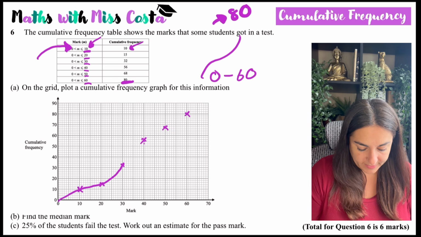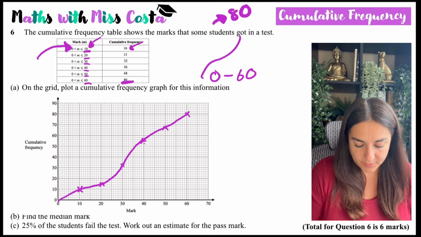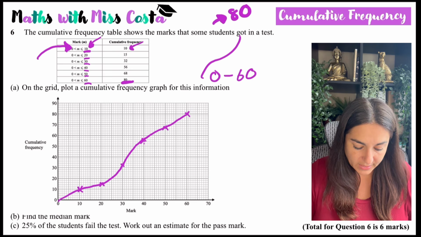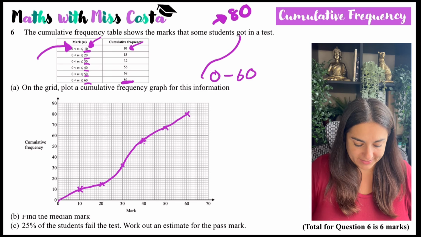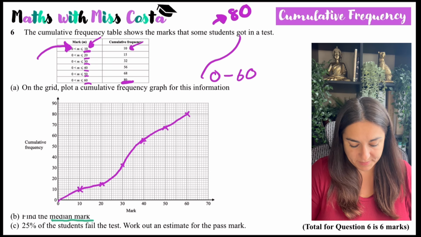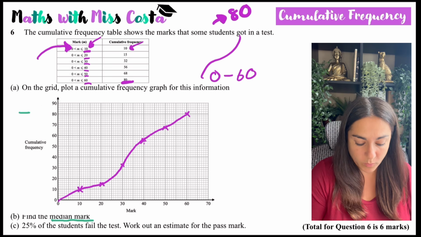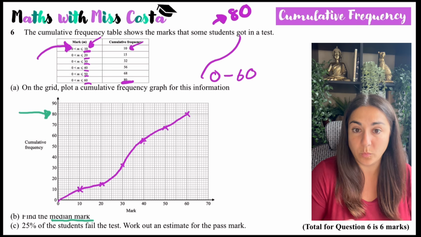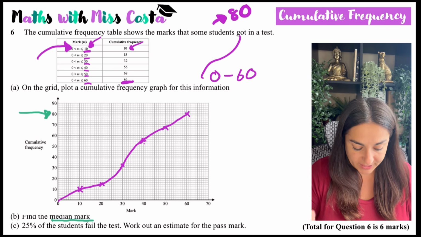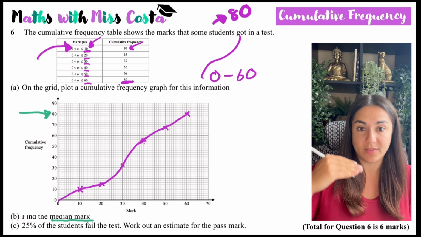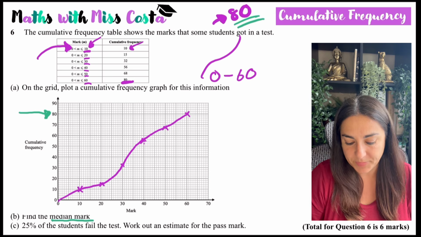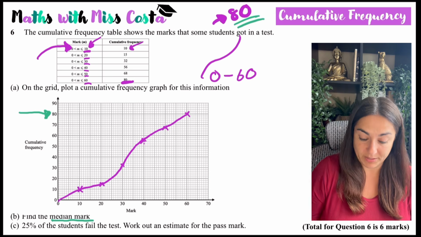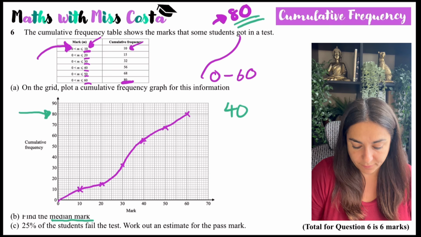So we join it together with as smooth a curve as we can, and that's my cumulative frequency graph plotted. Then I'm asked to find the median mark. So the median is the halfway value, and I'm always going to use the cumulative frequency, so the y-axis, to work this out. The median mark is going to be half of your total frequency, which is 80. So half of 80 is 40.